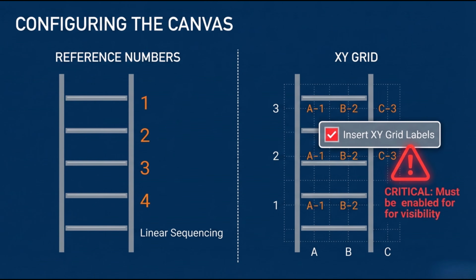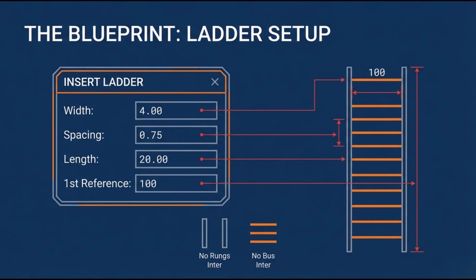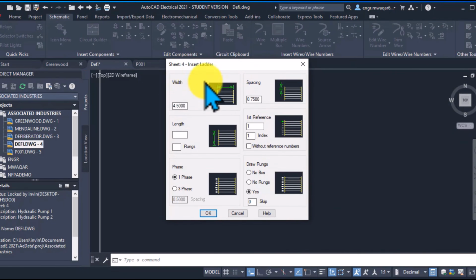Right. Reference numbers usually run down the far left side of the ladder. So you have line 1, line 2, line 3, all the way down. It gives you a clear y-axis index. And what about the numbers and ruling option? That option actually draws a physical grid, almost like light graph paper, right across the drawing area. It could be helpful for really dense drawings, but honestly, most designers stick to numbers only. It keeps the drawing much cleaner. But the underlying logic is exactly the same. You need to know exactly where you are on the page at any given moment.